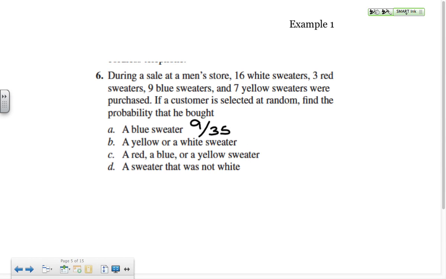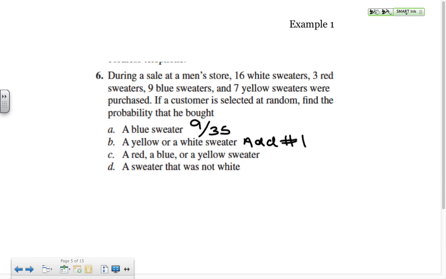Okay? A yellow or a white sweater. Now, are these mutually exclusive or not? The answer is they are mutually exclusive. So on this, we're going to write addition rule number 1. Now, the reason I'm doing this is because that's your assignment. When we're done with this, I'm going to give you certain problems, and I want you to write down what rule it is. I don't want you to do the problem.